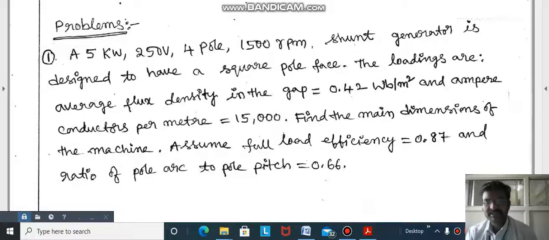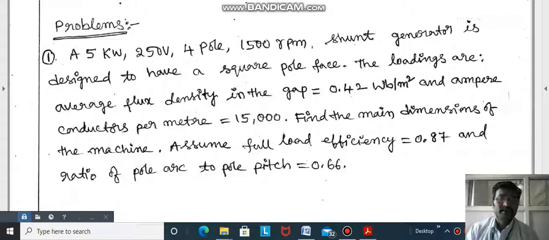The pole arc to pole pitch is nothing but psi value, and ampere conductors per meter is nothing but q, that is specific electric loading, and average flux density in the gap is nothing but specific magnetic loading.